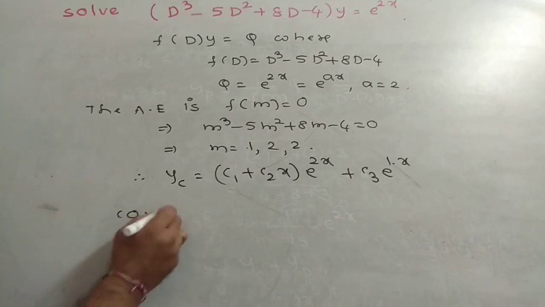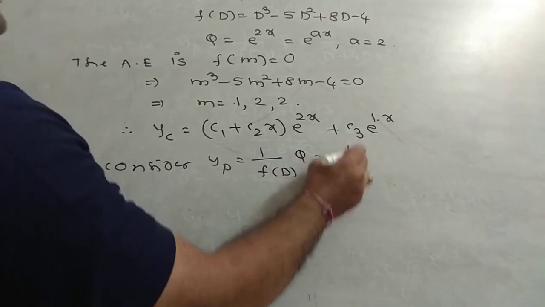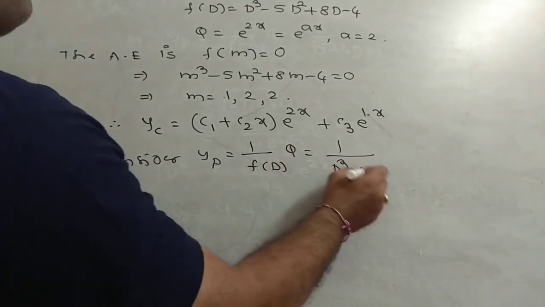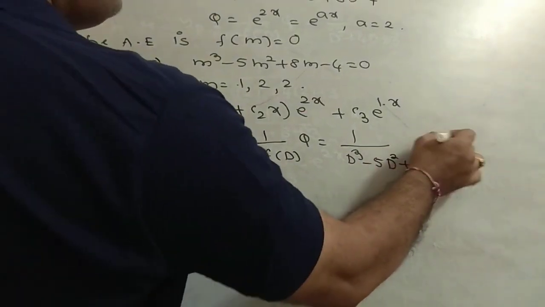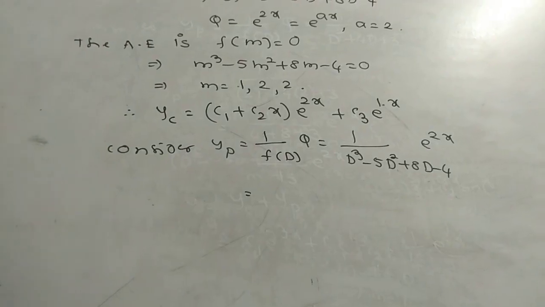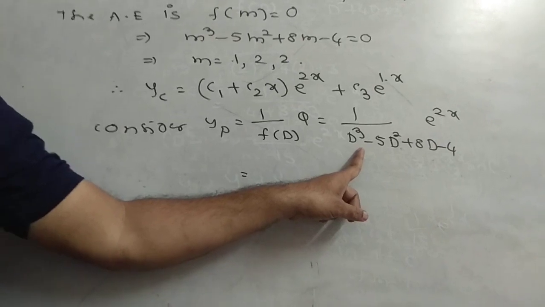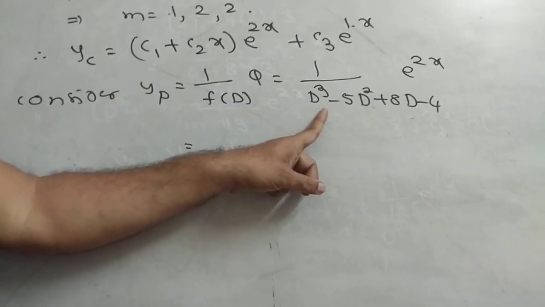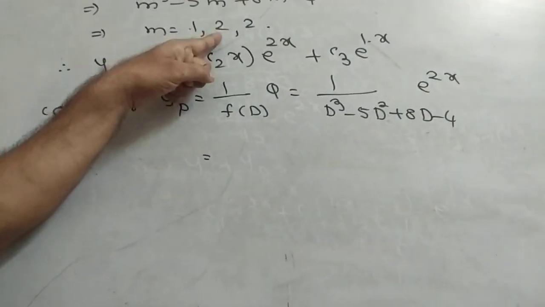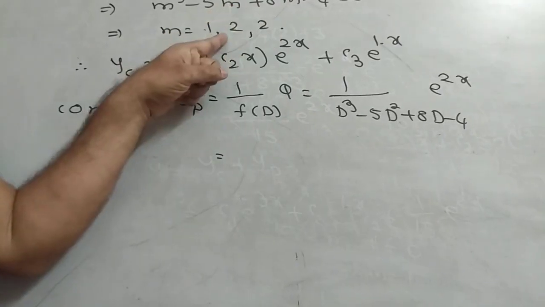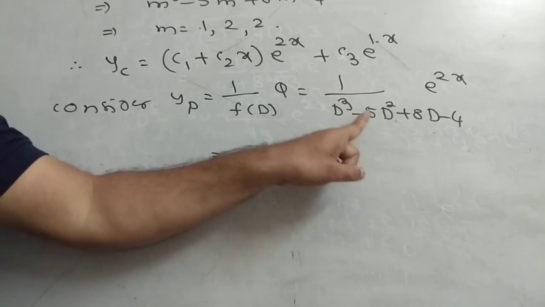Now to get your yp, the procedure is yp equal to 1 divided by f of D of Q. It is 1 divided by D cube minus 5D square plus 8D minus 4, and Q means e power 2x. Now directly if you substitute D equal to a value, will you get 0? That 0 or non-zero can be identified. Just look at the a value. Is this a value present in the roots? Yes. So when the a value is present in the roots, definitely you will get this denominator equal to 0.